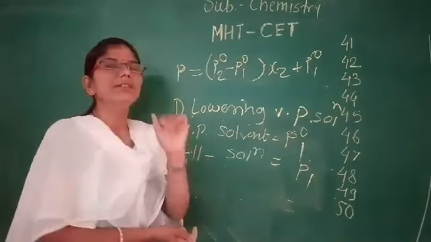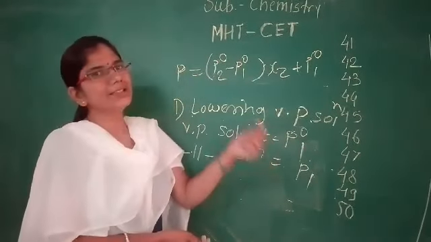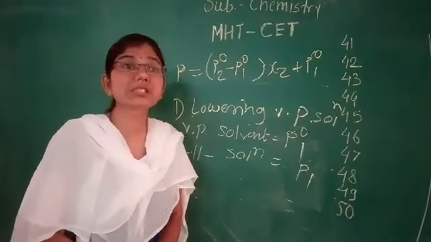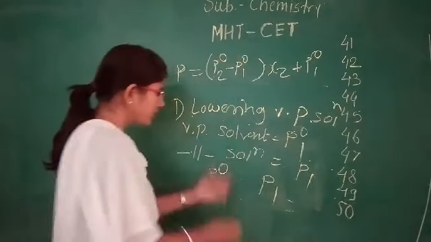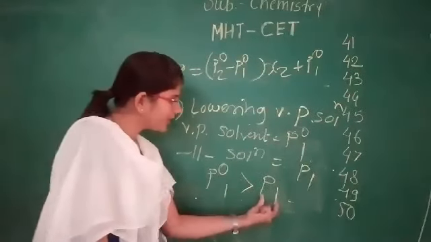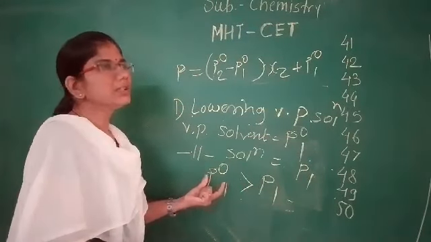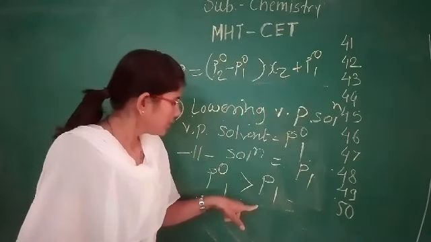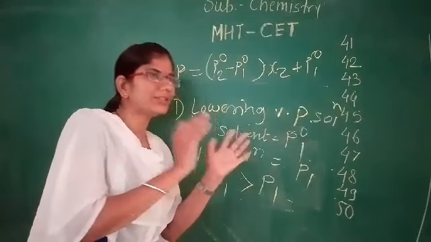Here, when we add a non-volatile non-electrolyte solute to the solvent, there is a lowering of vapor pressure of the solution. So if we compare the vapor pressure of the pure solvent and the solution, there is a lowering of vapor pressure of the solution than the pure solvent. Means the pure solvent has a higher vapor pressure than the solution.